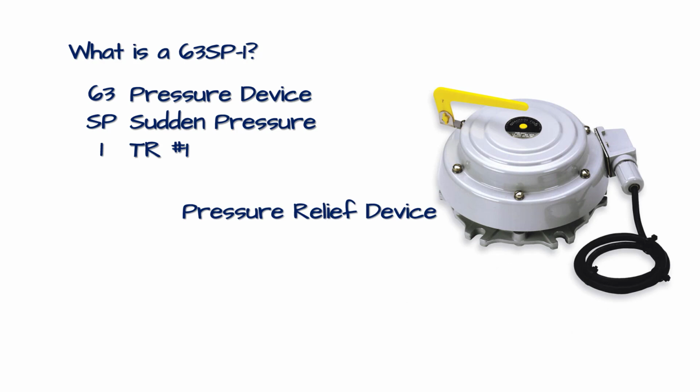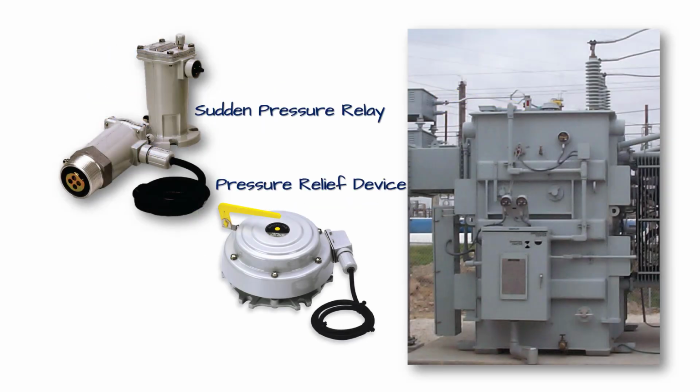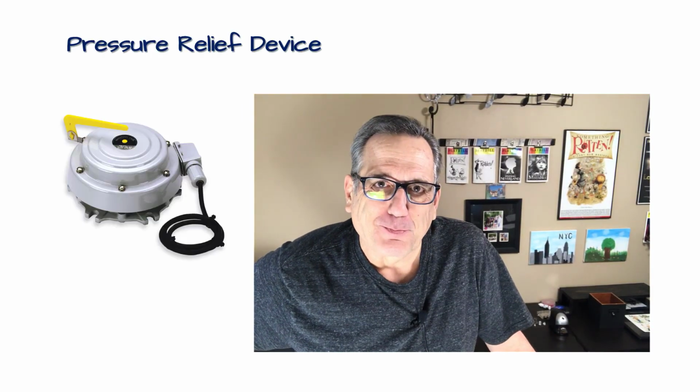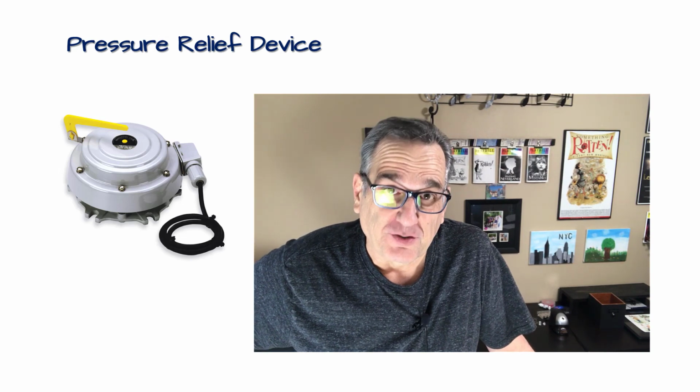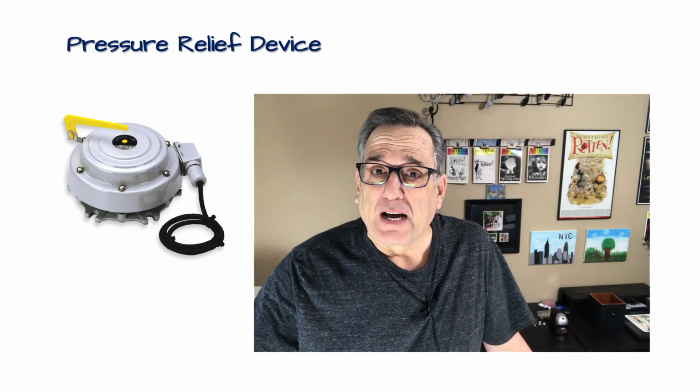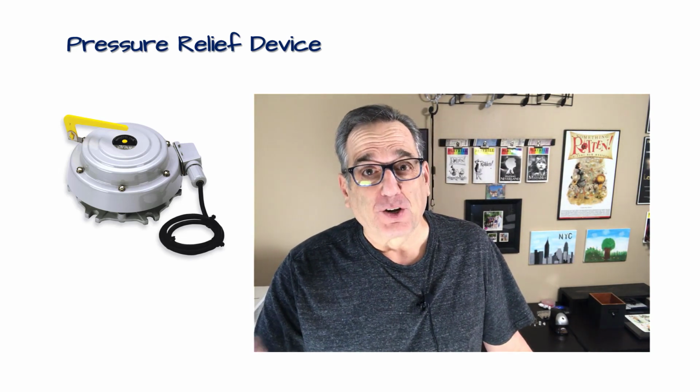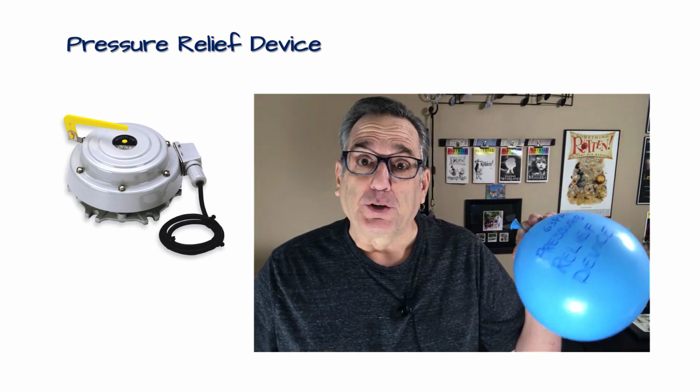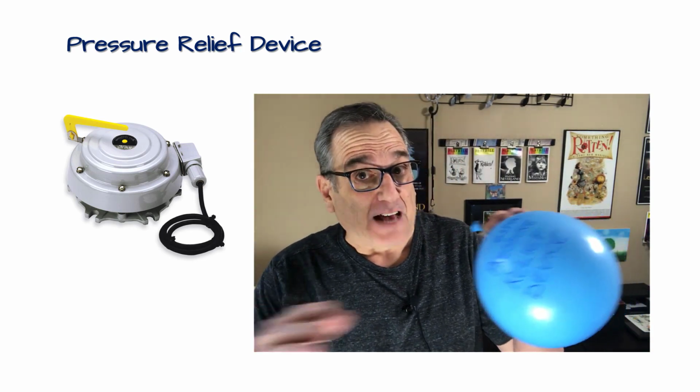Not to be confused with this guy, which is a pressure relief device. The sudden pressure relay and the pressure relief device really do two separate things, quite different. Both deal with pressure, but both have different functions. So if there's a problem with the nitrogen regulation system and the gas continues to rise, at some point the ballast on the pressure relief device is going to open and vent the excess gas like this.